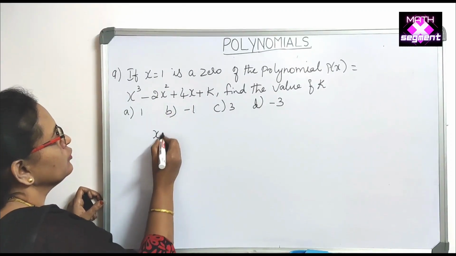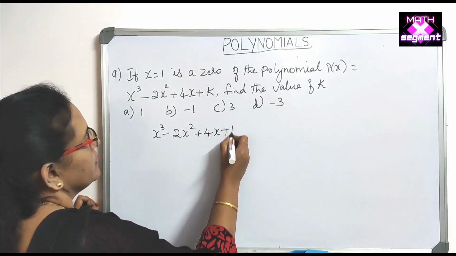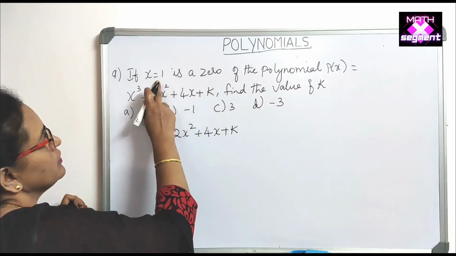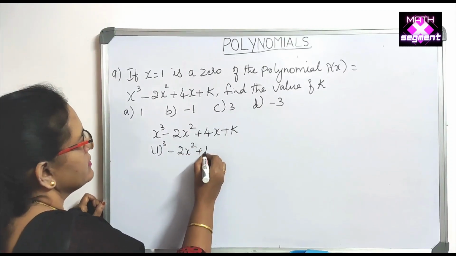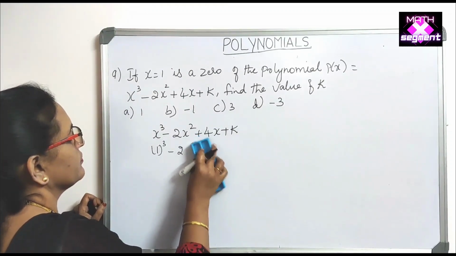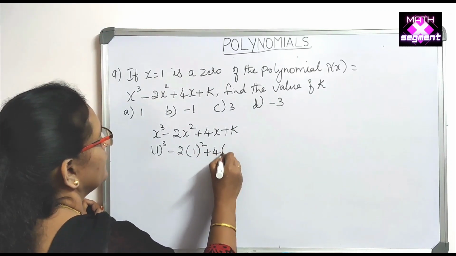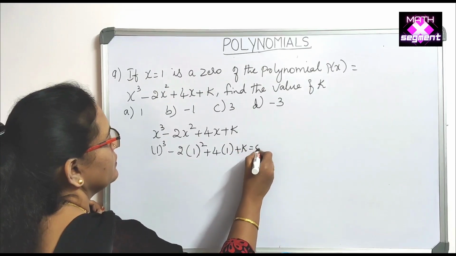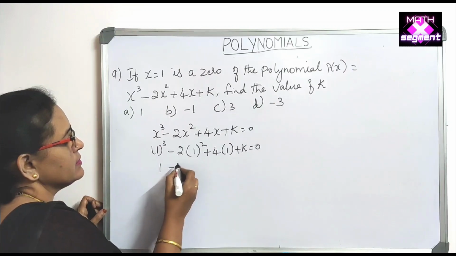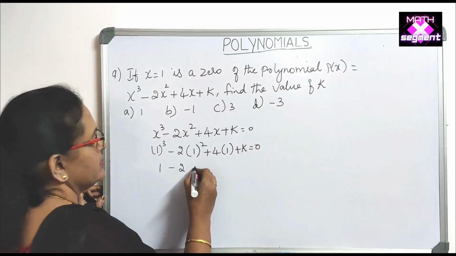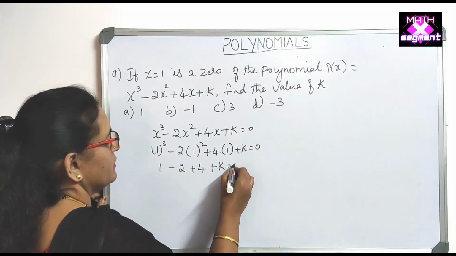So here let us take the cubic polynomial, x³ - 2x² + 4x + k. The value of the zero is 1. So that is 1³ - 2(1)² + 4(1) + k = 0. So 1 cubed is 1 only, minus into plus becomes minus 2, plus, 4 ones are 4, plus k is equal to 0.